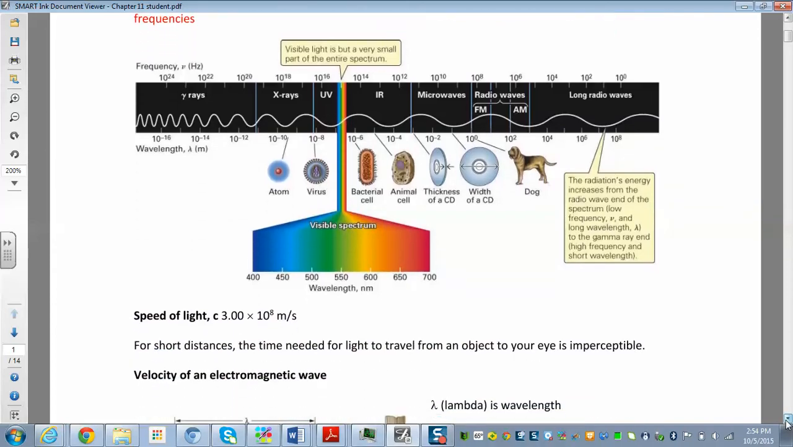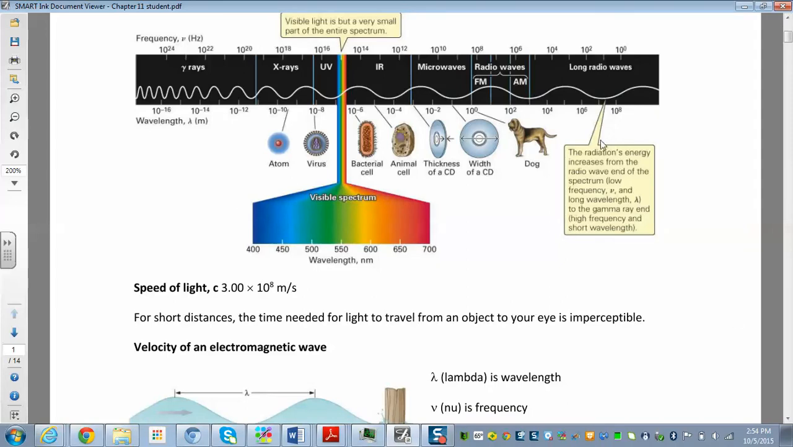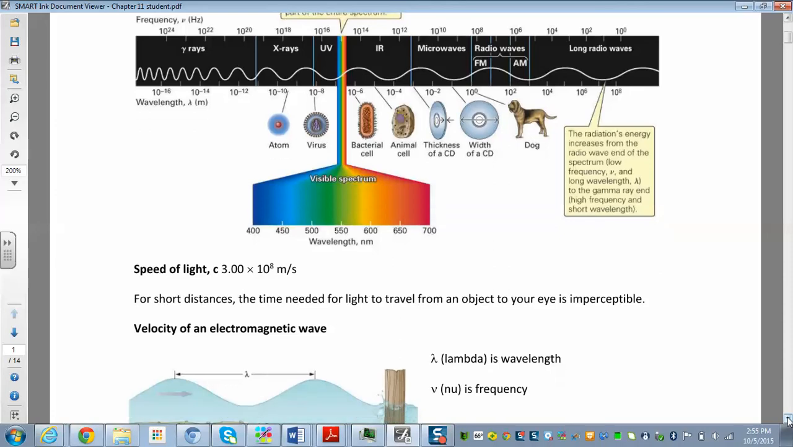All of these waves are traveling at the speed of light. This is 3 times 10 to the 8 meters per second. That's a constant. We're not going to do any calculations in this chapter, I don't think. If we did, I would give you that, but I don't think we need it right now.